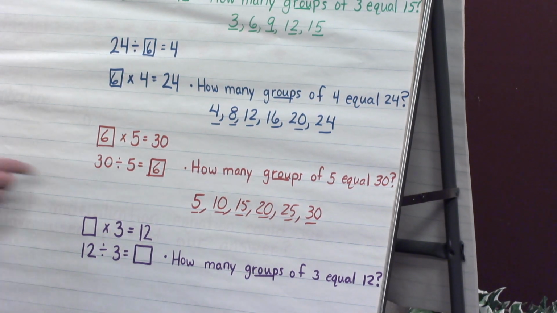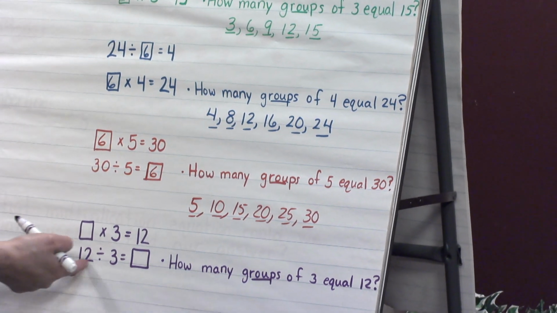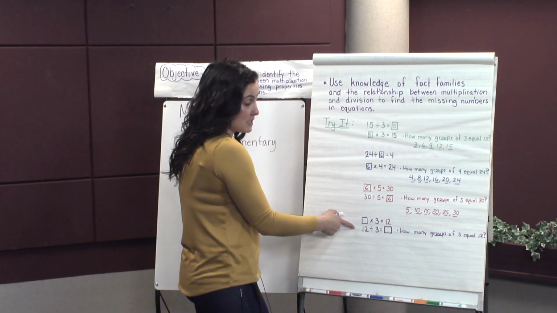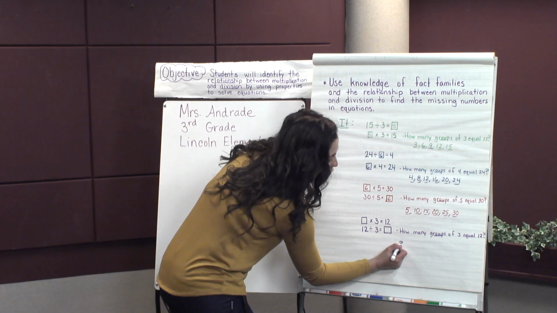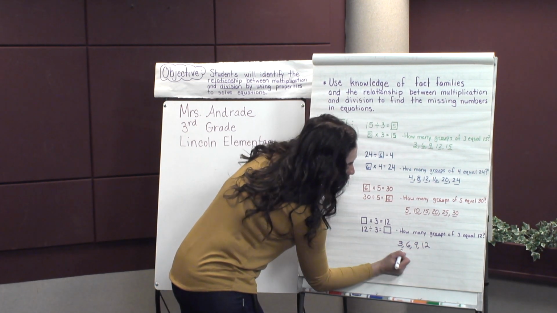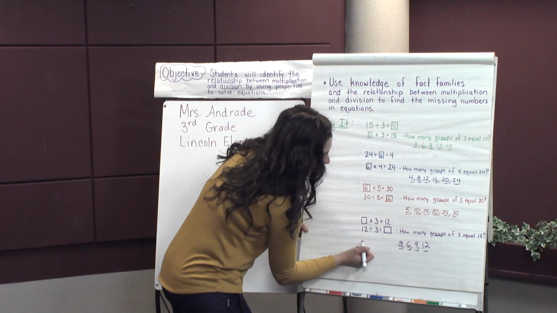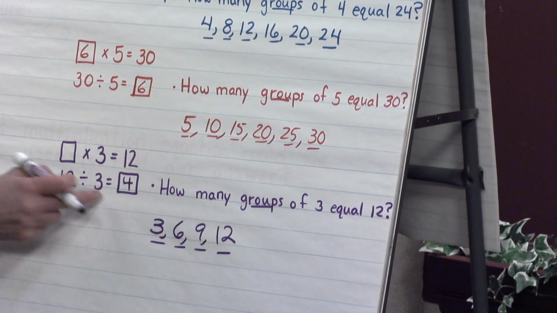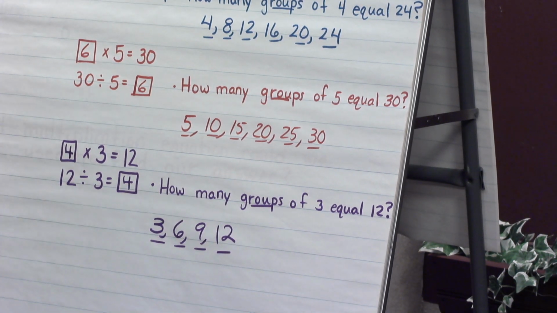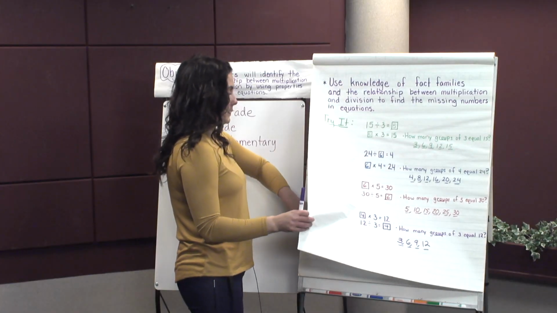Last one, something times 3 equals 12. 12 divided by 3 would be the division that we would use, the same fact family. Count by 3s to 12. 3, 6, 9, 12. We have 4 groups. So if 12 divided by 3 is 4, then that tells us that 4 times 3 equals 12.